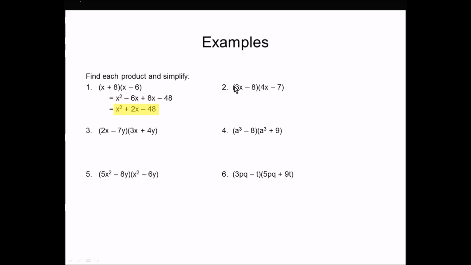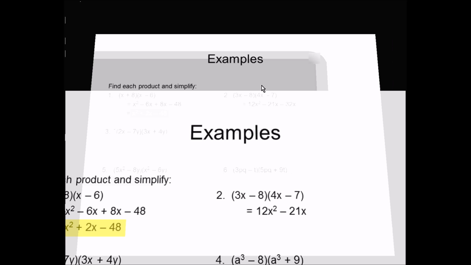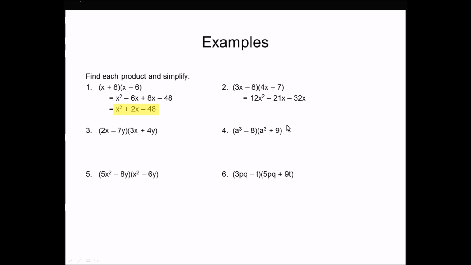Number 2, if I do my first, 12x squared. When I do my outer, minus 21x. When I do my inner, minus 32x. When I do my last, plus 56. The outer and inner will combine. See, minus 21 minus 32, I get minus 53x. So 12x squared minus 53x plus 56.